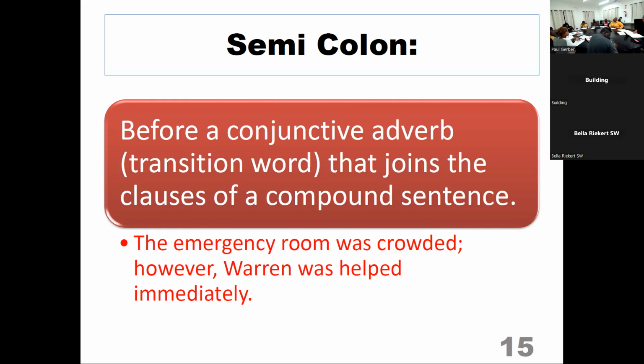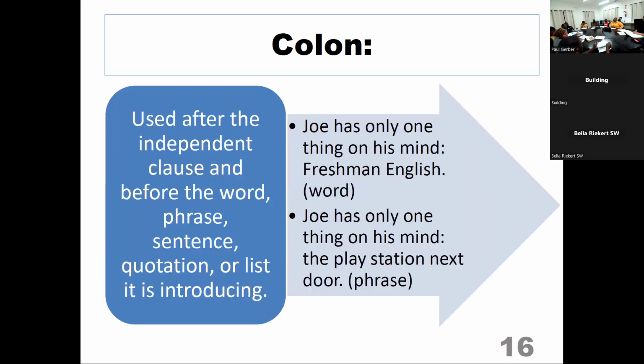Okay, so the next one is the colon, all right? This is the colon. Remember the semicolon was the dot and the comma, where the colon is just the two dots, right? That's the two dots, that's the colon.